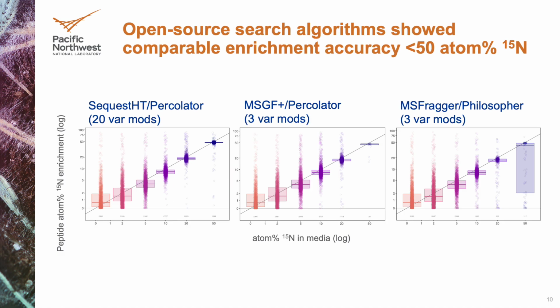With the caveat that fewer peptides were identified from the open source search algorithms we tested compared to Sequest, both search platforms showed comparable accuracy in estimated enrichment values for samples with 20 atom percent or less label incorporation. Above 20 atom percent, either poor accuracy or severe loss of peptide identifications reduces the effectiveness of these open source alternatives.